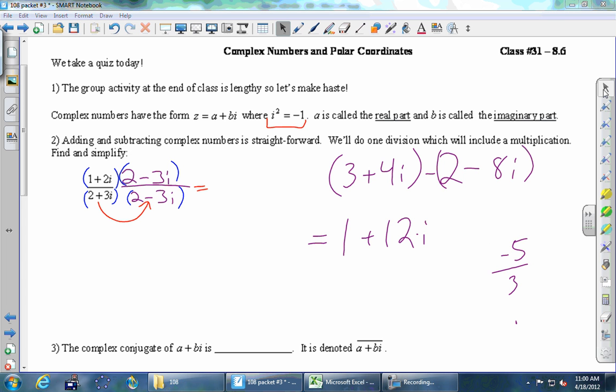The i's on the bottom will just drop. Upstairs, you'll still have i's. Did they go away up on top? I think we should have them. Let's see. 2 minus 3i plus 4i minus 6i squared.